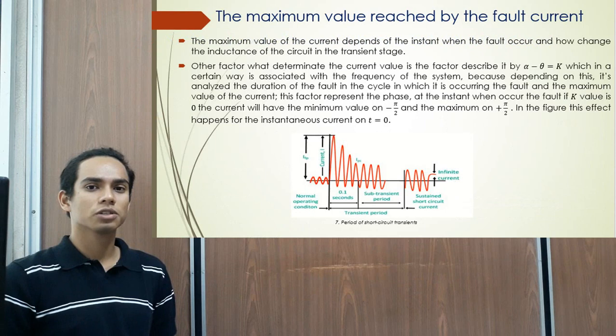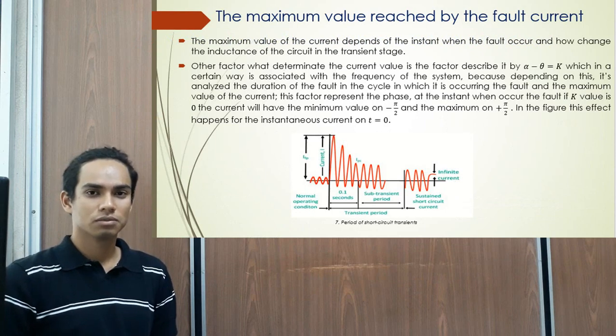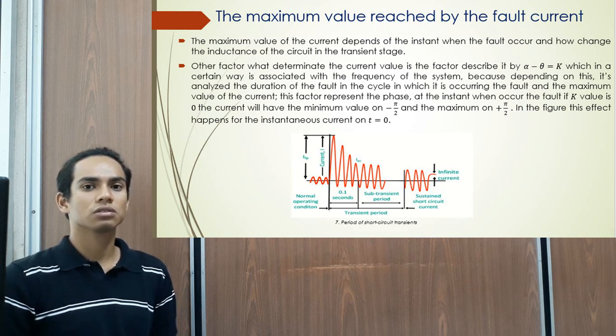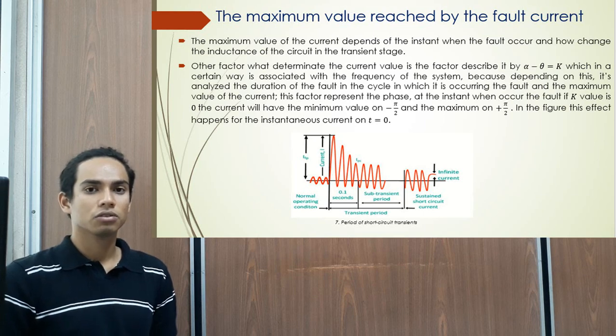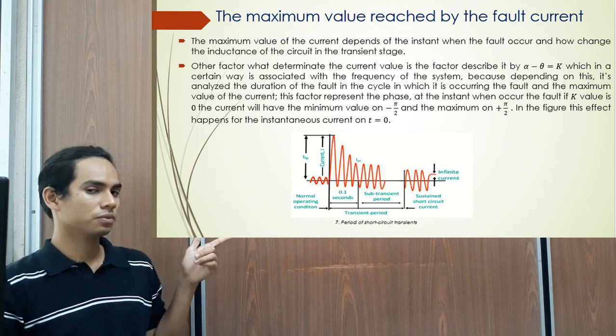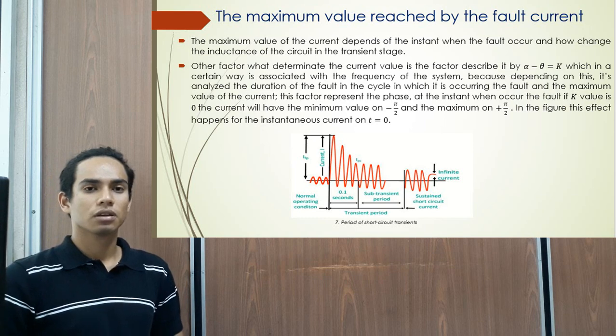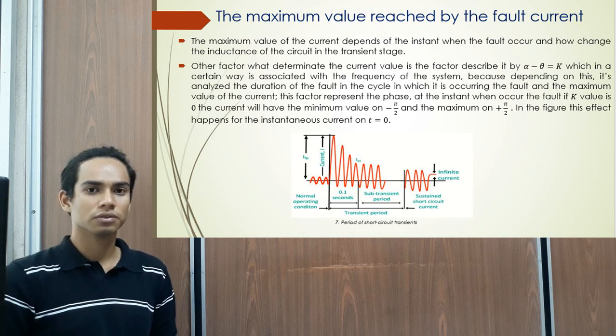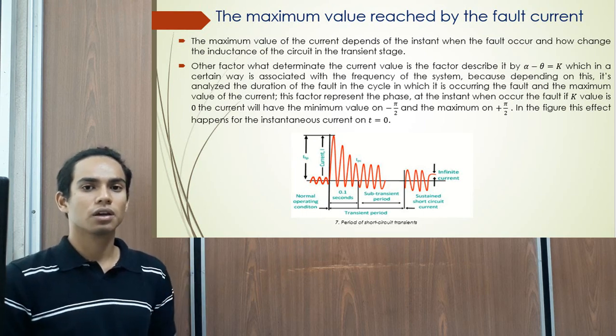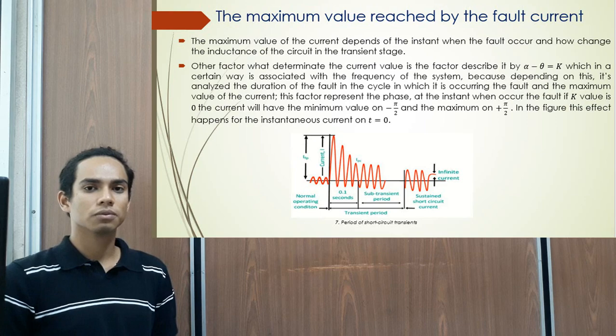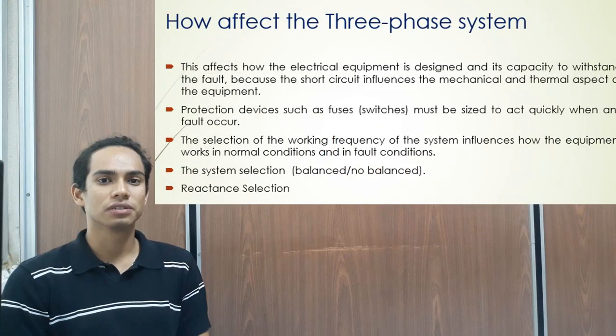The maximum value reached by the fault current depends on the instant of the fault and how the inductance changes in the transient stage. Another factor is related to this equation, which is the phase. If the K value is 0, we have the minimum value of the current at minus pi over 2 and the maximum value at pi over 2.